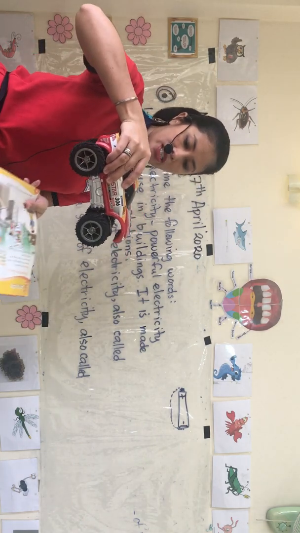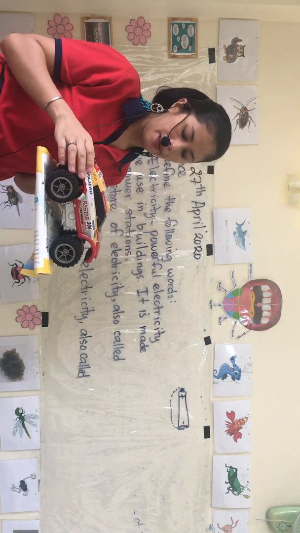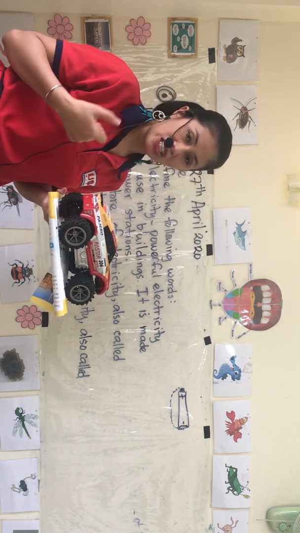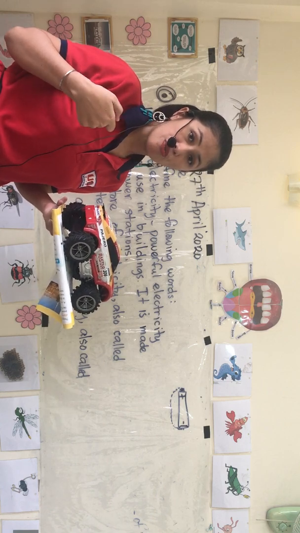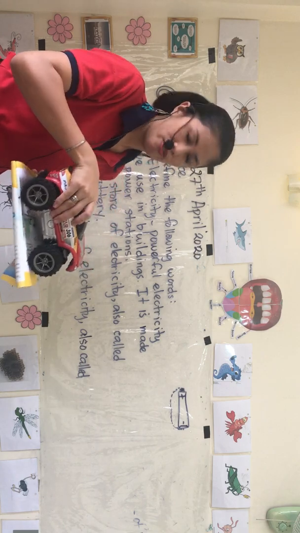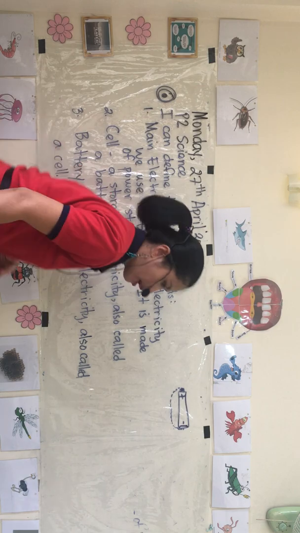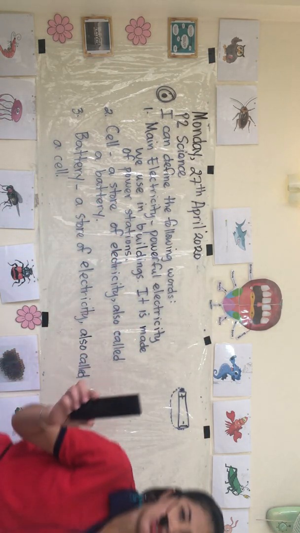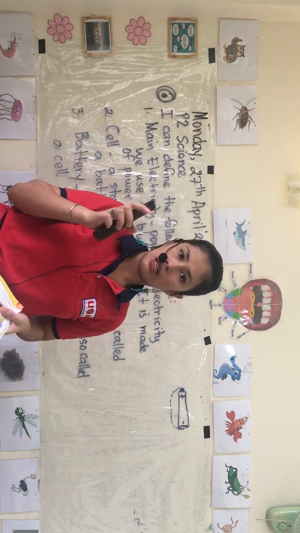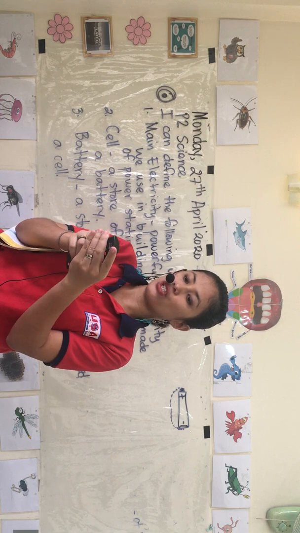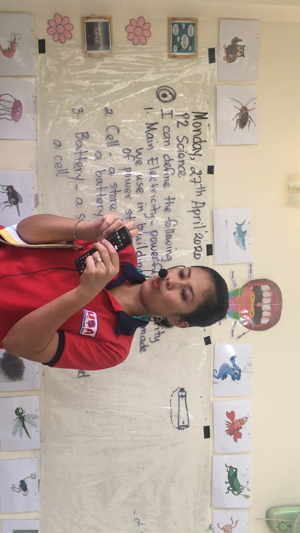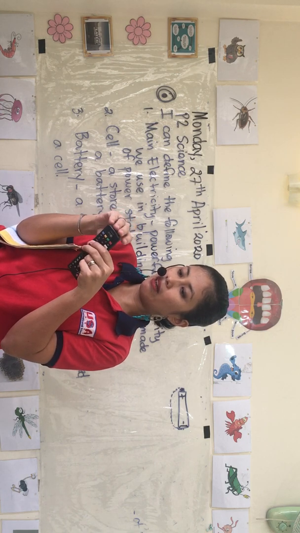car, this racing car. This racing car has a battery inside, and then it has a remote, and you can use the remote for this racing car to move. All right, this is also a remote control. This is a remote for a TV, and you need to put a battery inside for it to work. So this is what a battery looks like.